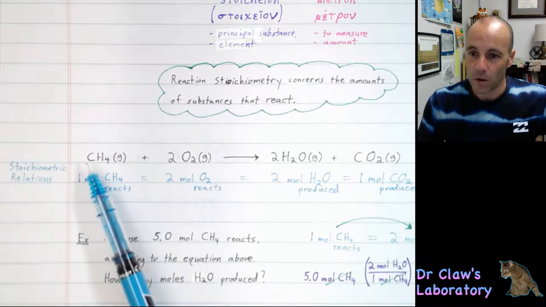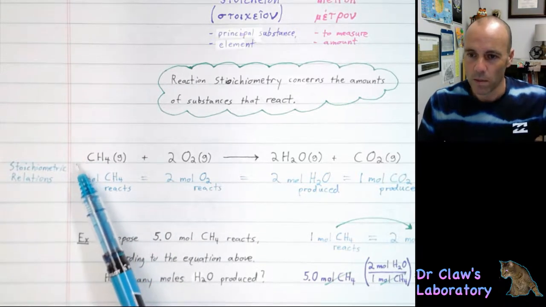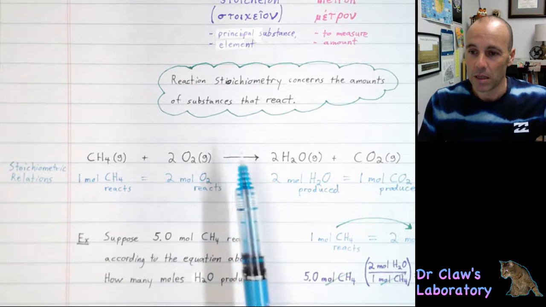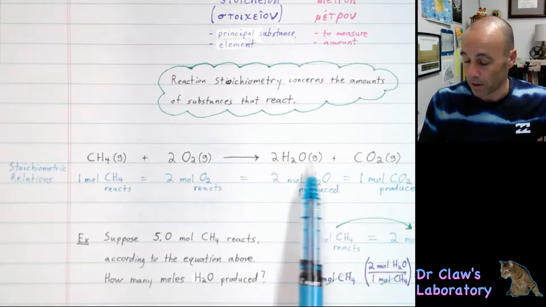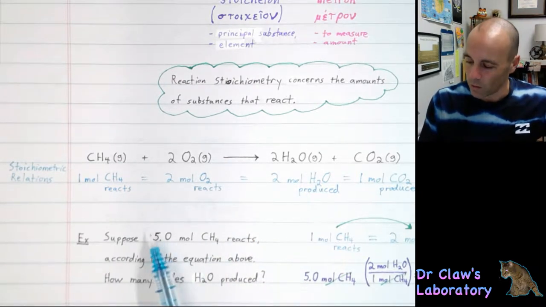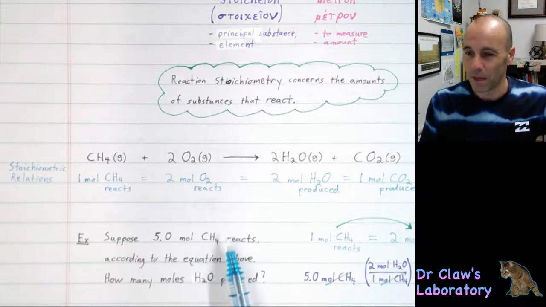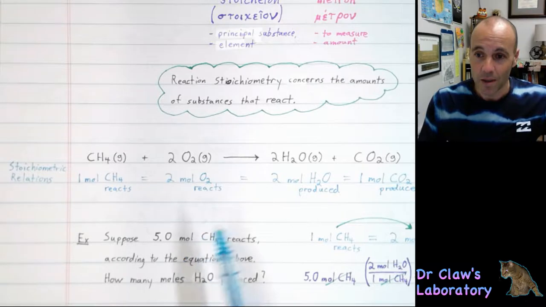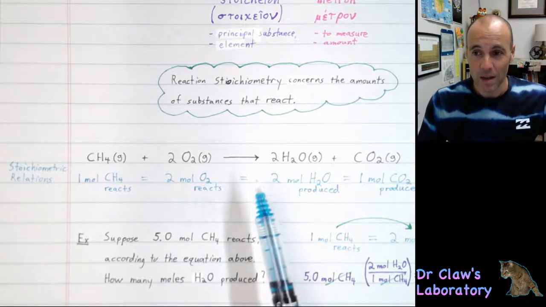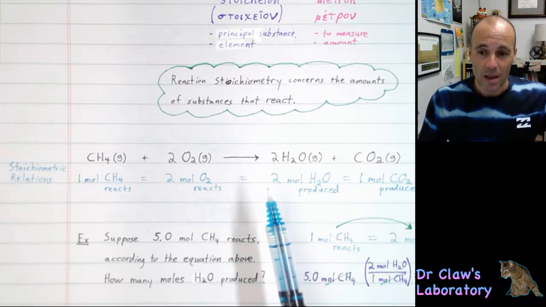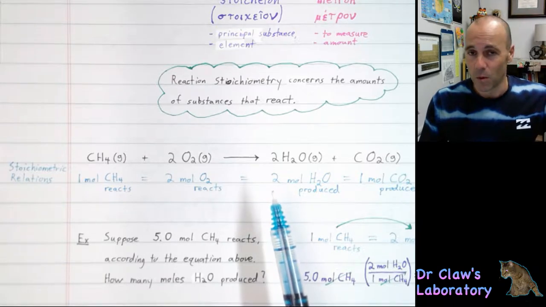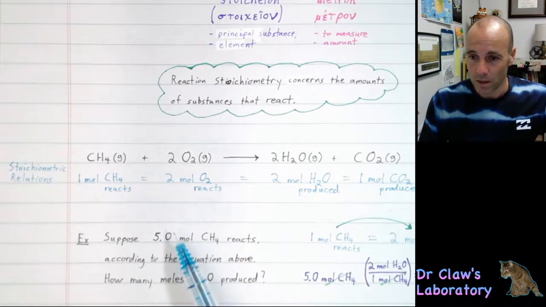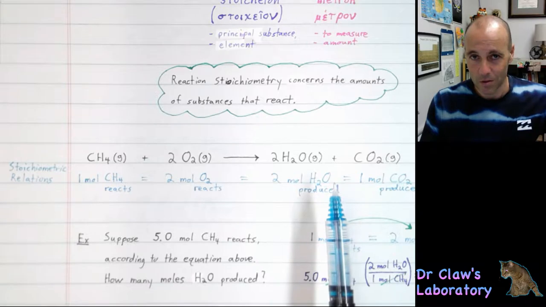Now, from the equation, 1 mole of methane reacting means 2 moles of water are produced. So if 5 moles of methane reacts, well, for every single one of those 5 moles, you're going to get 2 moles of water. So you might be able to guess that the answer is going to be 10 moles of water, because every single one of the methane moles yields 2 water moles.